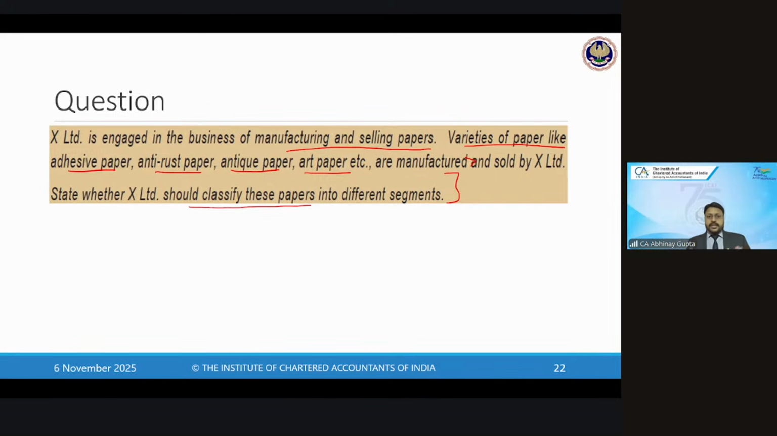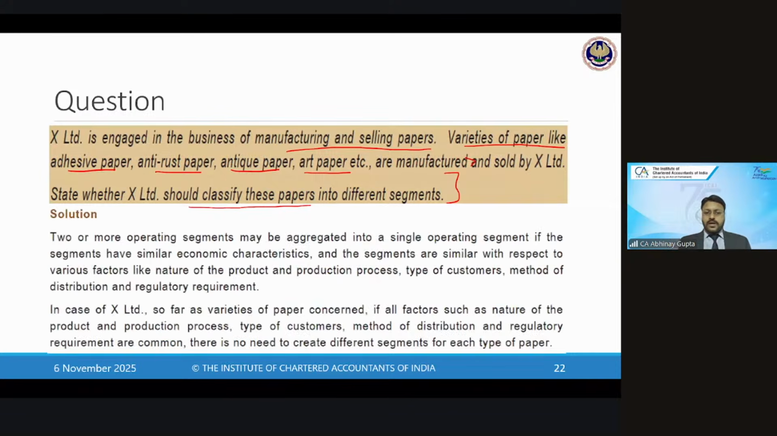So in the examination, we have limited facts, right? In practical life, we have the opportunity to discuss more with the management before we conclude on the decision. But in the examination, based on these limited facts, we need to answer, right? Then our answer should be like this: two or more operating segments may be aggregated into a single operating segment if the segments have similar economic characteristics and the segments are similar in respect to various factors like nature of the product, production process, type of customer, method of distribution, and the regulatory requirement.